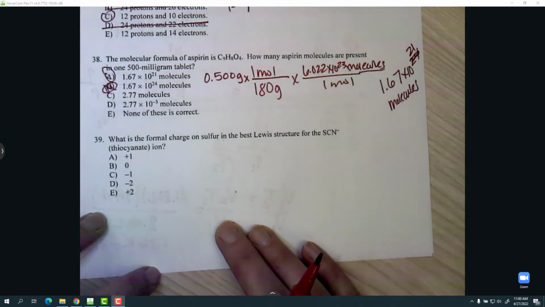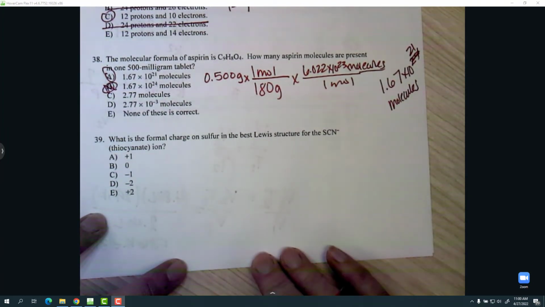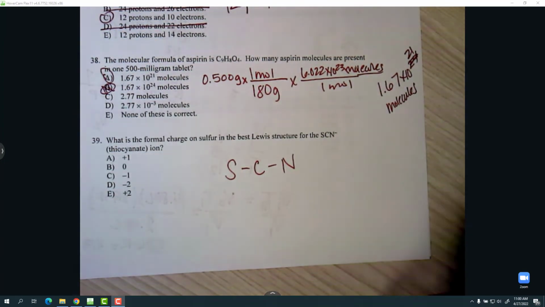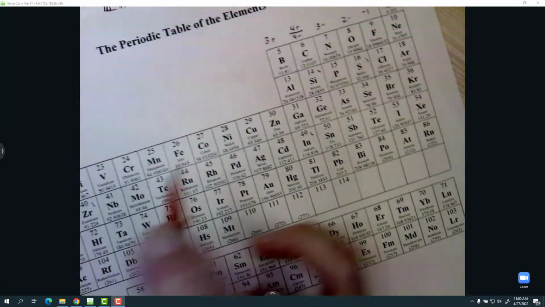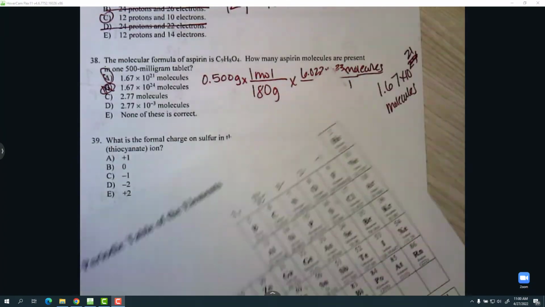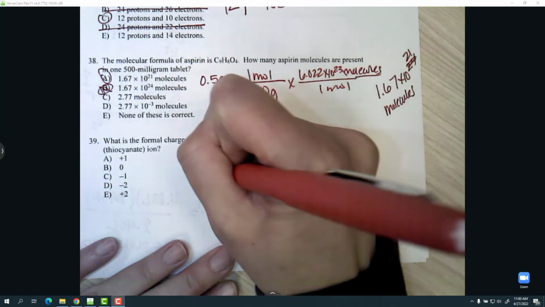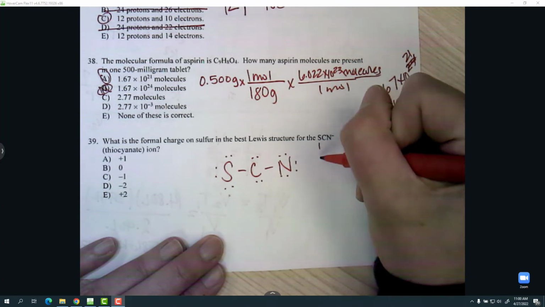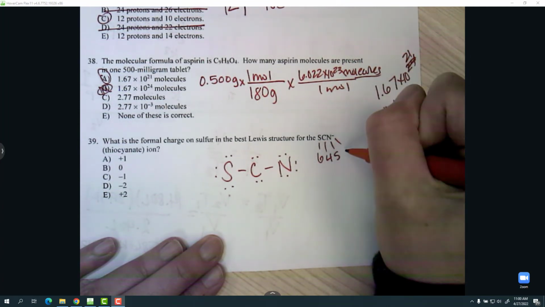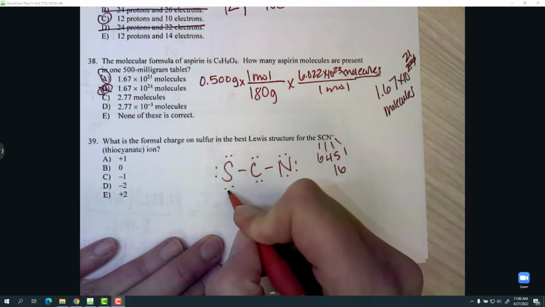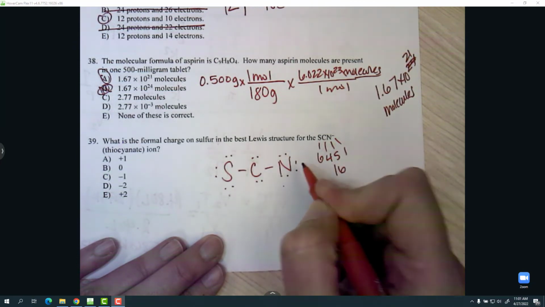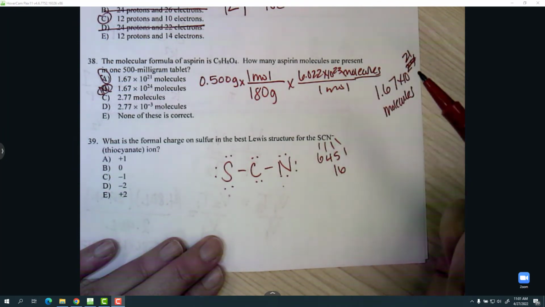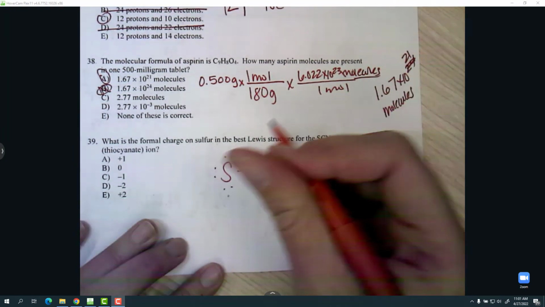All right, what is the formal charge on sulfur in the best Lewis structure for SCN minus? Carbon is the least electronegative of those 3, so I'll put that in the middle. Complete the octet on everything. For formal charge, I need a Lewis structure. Add up my electrons, 6, 4, 5, and 1, so 16, 2, 4, 6, 8, 10, 12, 14, 16, 18, 20. So I'm going to have to put in 2 double bonds. I think I could do, okay, let me just do the options.